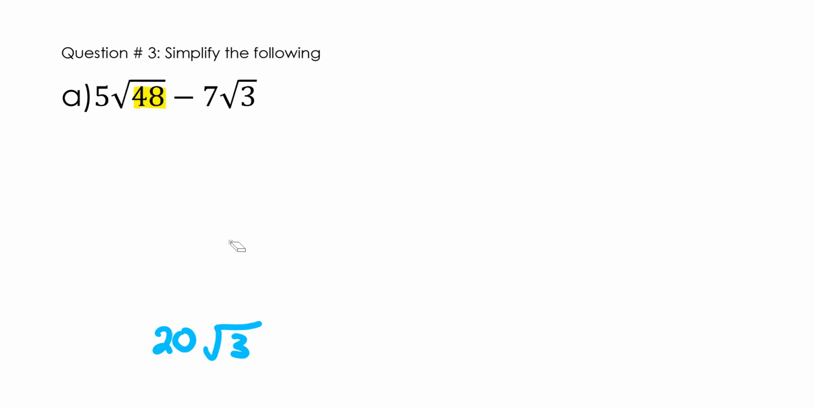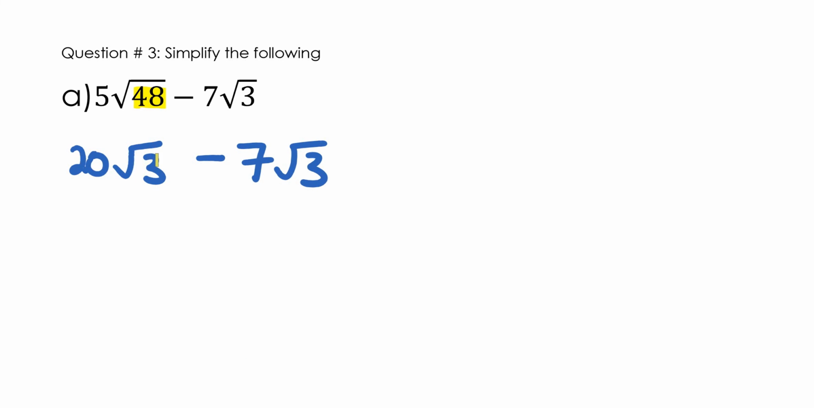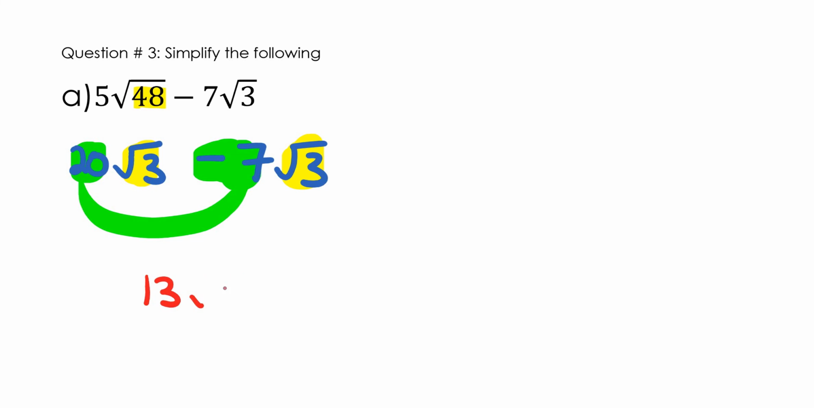So 5 root 48 simplifies to 20 root 3 minus 7 root 3. And once again, after you do all the work correctly, you should see some like terms there, and I can now focus on the outside numbers and combine them. So 20 minus 7 is going to be 13 root 3. Okay, let's keep on going here.